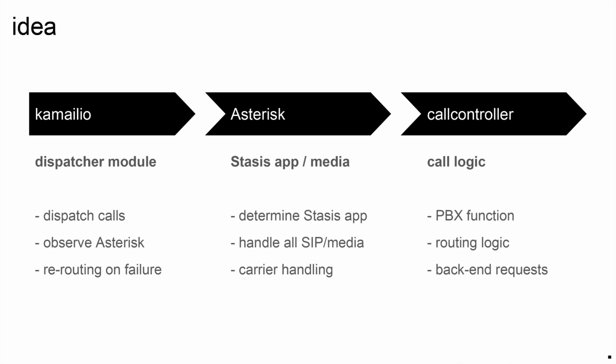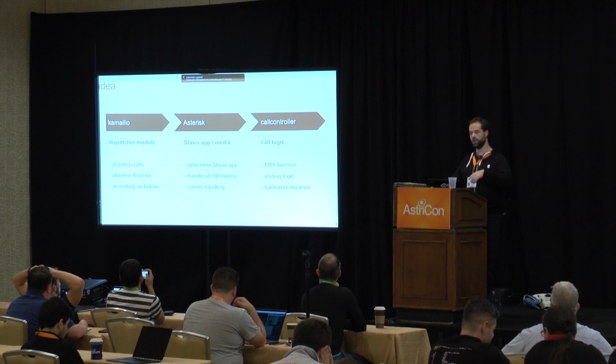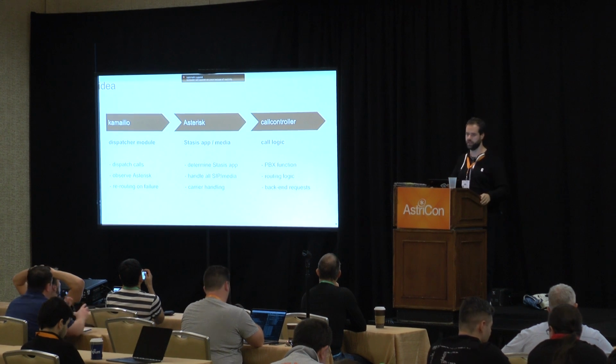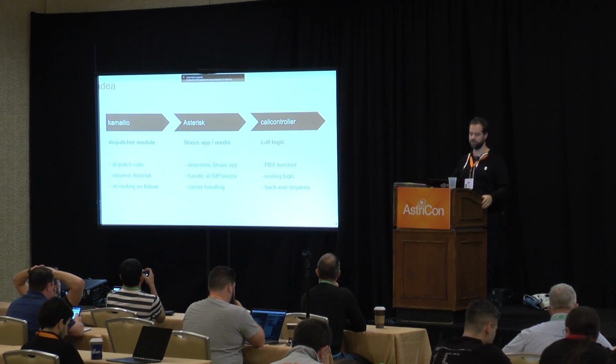On the Asterisk itself, we have the Stasis app we start. So with ARI, we get all we need. The Asterisk does the SIP handling, the media handling, and we will have a little script on there doing all the carrier handling we need. Certain carriers need certain SIP specialties, I would say. So this is something we have to do in the Asterisk.